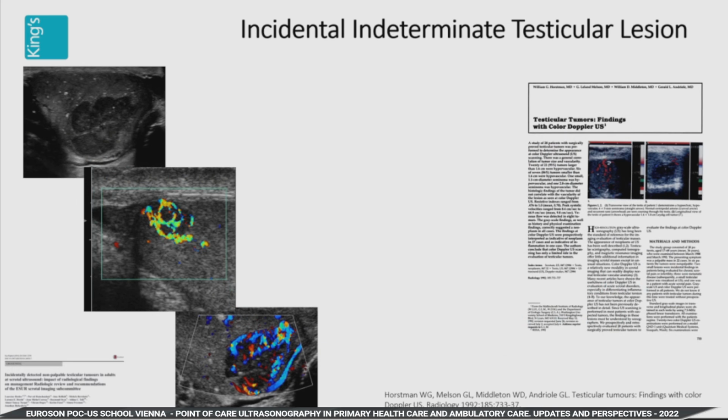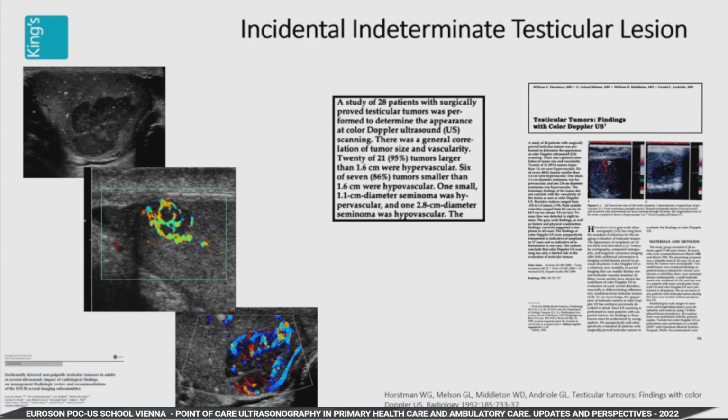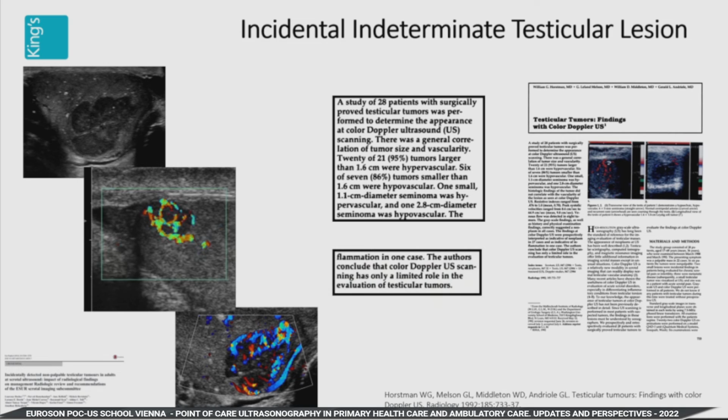Now the teaching is malignancy is vascular, non-malignant is avascular. All this stems from a paper in 1992 where they looked at 28 patients with surgically removed testicular tumors, and in those days, and this is 30 years ago now, they couldn't find vascularity in that tumor if it was less than 1.6 centimeters in diameter. Now that's huge. But they made a conclusion that there's only a limited role.